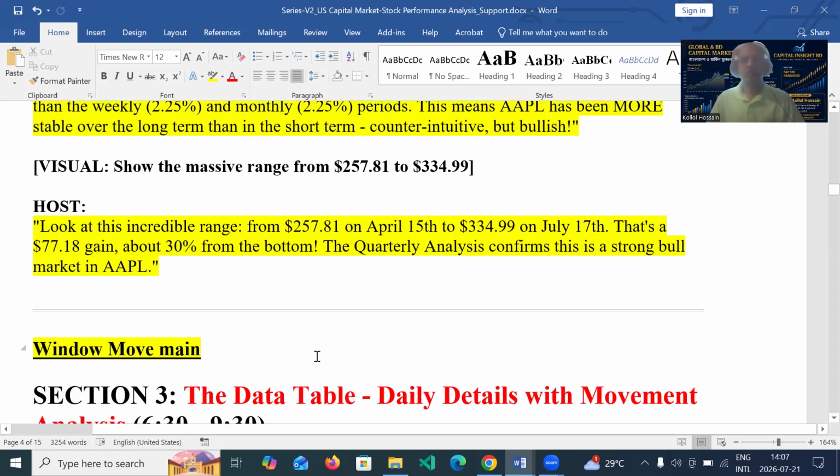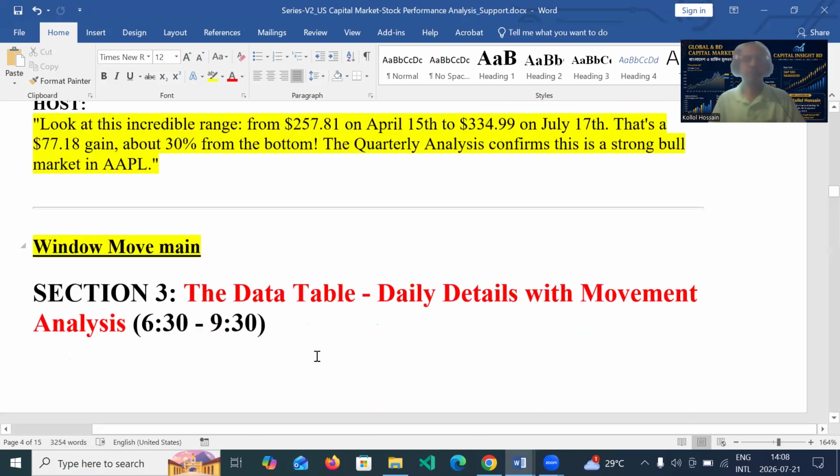Look at this incredible range from 257.81 on April 15th to 334.99 on July 17th. That's a 77.18 gain, about 30% from the bottom. The quarterly analysis confirms this is a strong bull market in Apple.